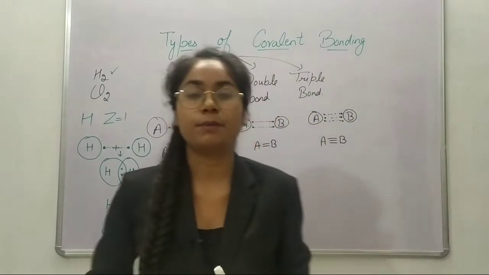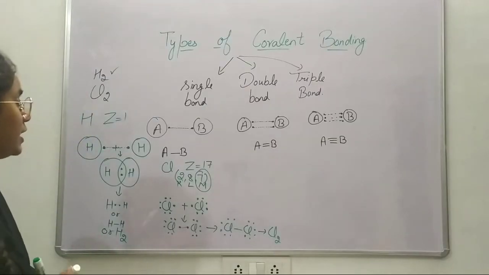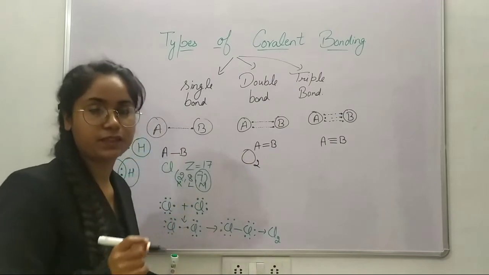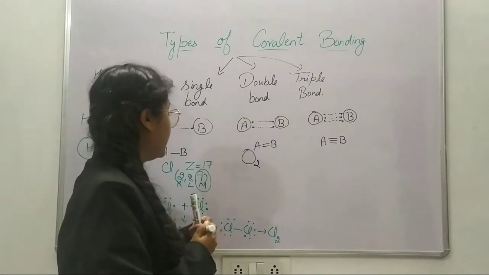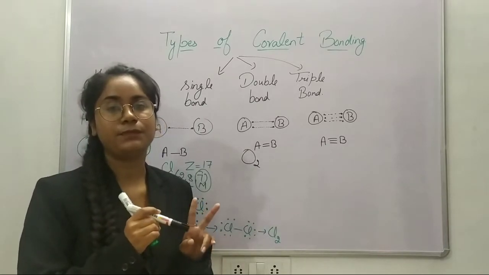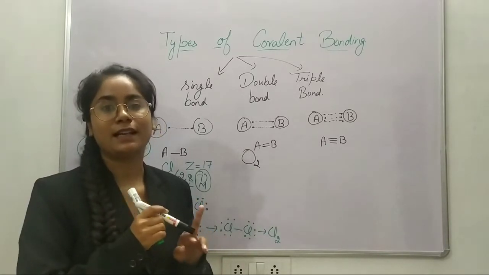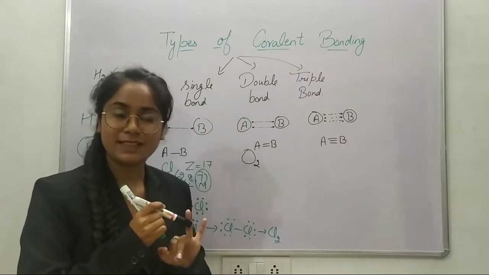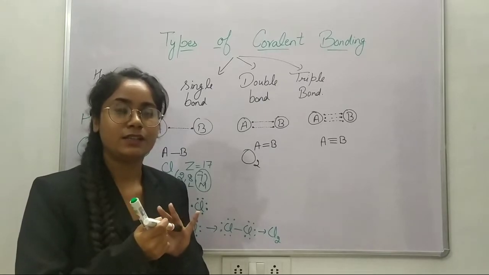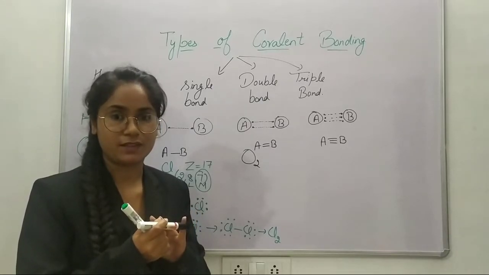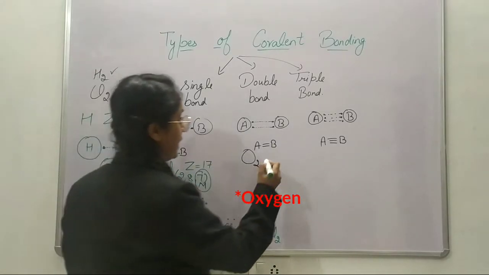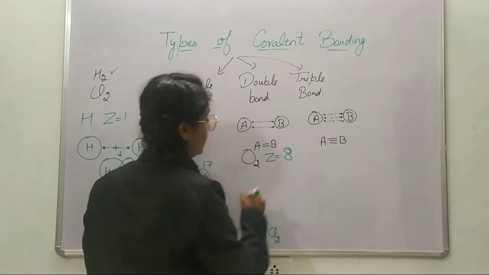Now let's take the example of double bond. For that I would take the example of oxygen, the simplest one. Now what is the atomic number of oxygen? Hydrogen, helium, lithium, beryllium, boron, carbon, nitrogen, oxygen, 8. Fluorine, neon. It is only 2 atoms away from the noble gas configuration. So let us take a look at how it makes a double bond. So oxygen has atomic number 8.